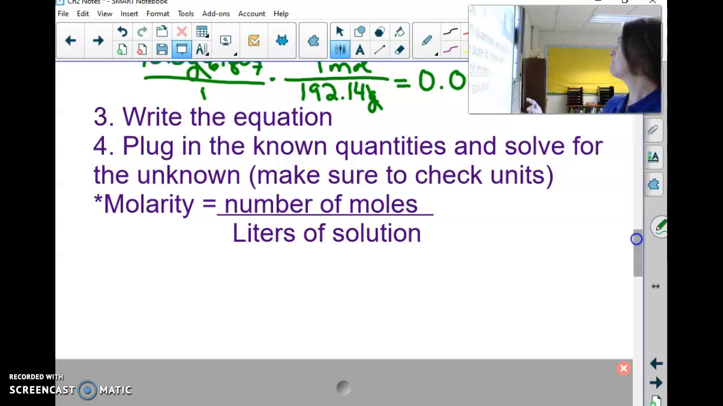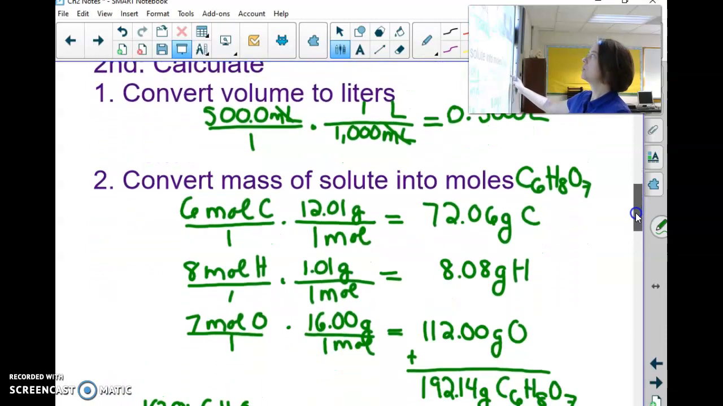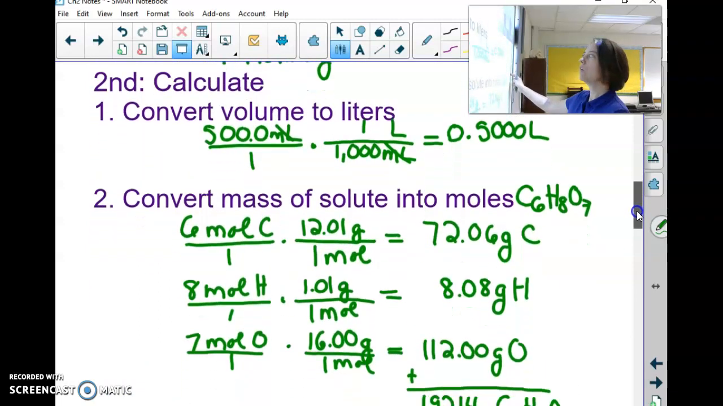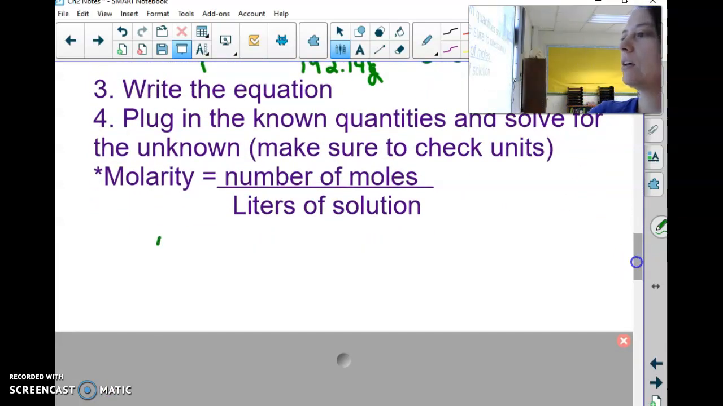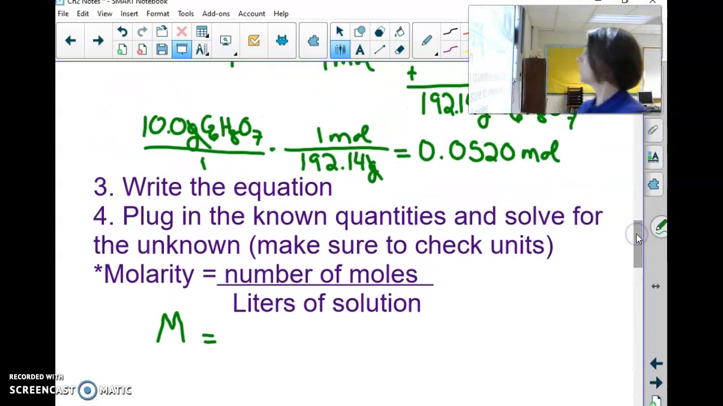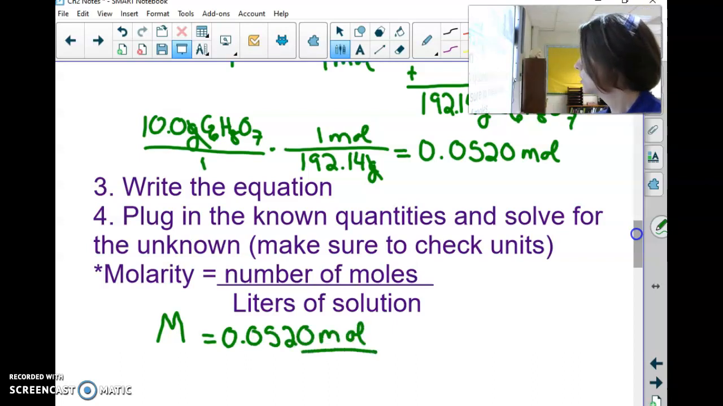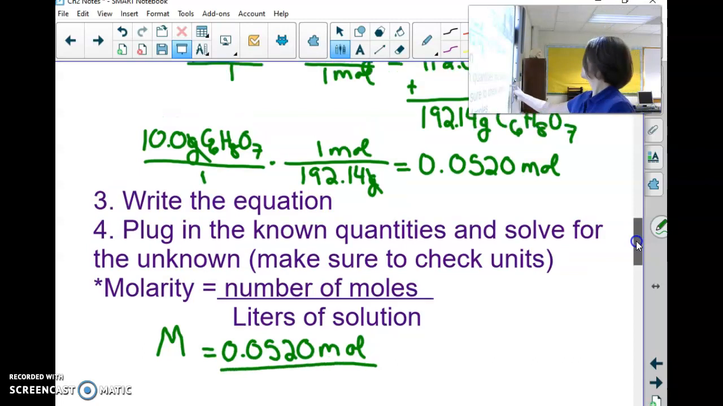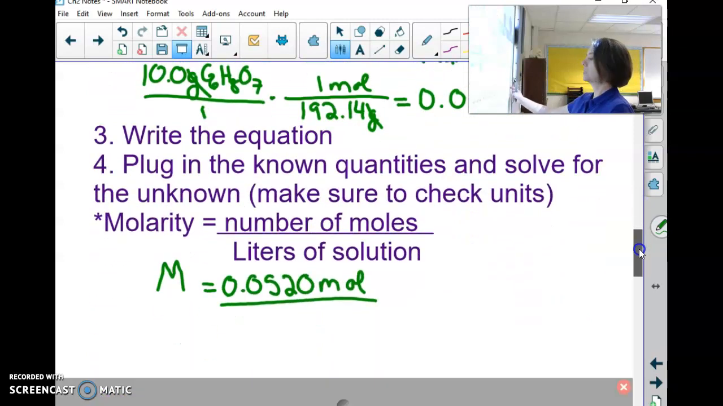And then coming back, we are calculating our molarity, and we know our volume, and we know our moles. So molarity, its variable is M, and the number of moles we just calculated. Let's scroll back up and make sure we get it right. 0.0520 moles over our liters of solution is 0.5 and 3 zeros after that.